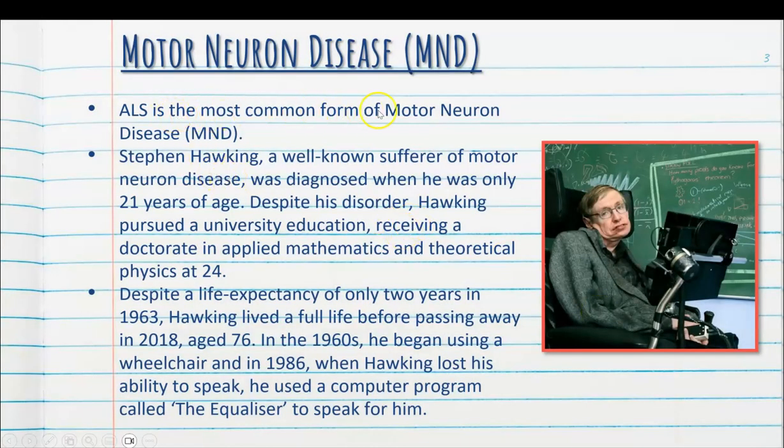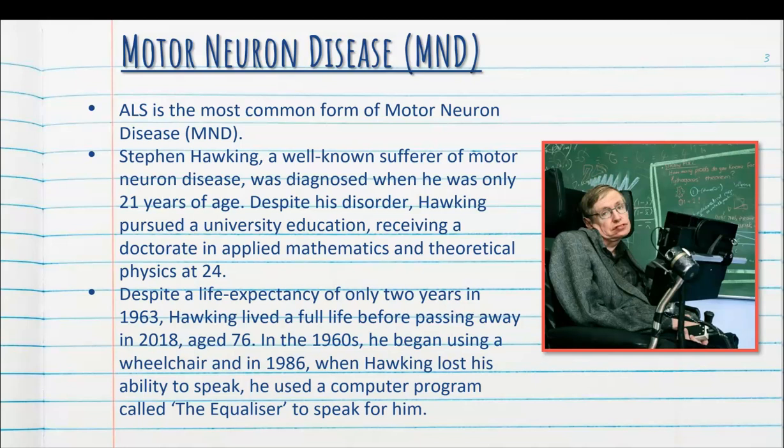So ALS is the most common form of motor neuron disease, as I've said before. Stephen Hawking, a very well-known sufferer of motor neuron disease, you may have heard of him, was diagnosed when he was only 21 years of age. But despite his disorder, he pursued a university education, receiving a doctorate in applied mathematics and theoretical physics at age 24. So he only had a life expectancy of 2 years in 1963, but he lived a full life before passing away in 2018 at the age of 76, which is remarkable.